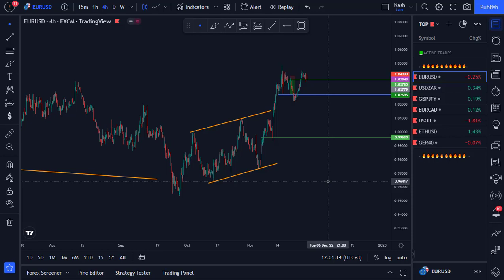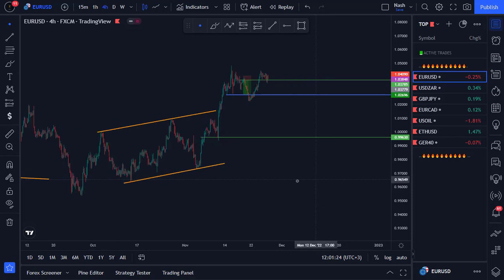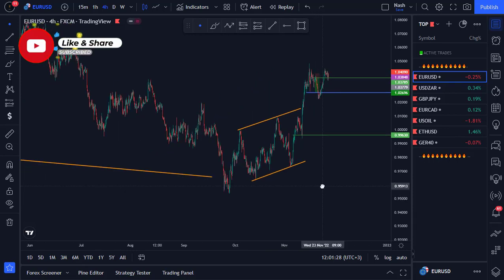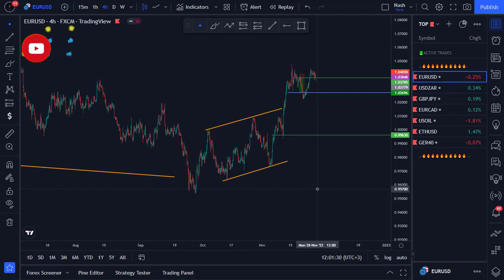Today we are going to go through the pairs that we looked at at the start of the week, on Monday. We see how they went and how I went about taking the trades, and some of them did not play out as expected. So let's start with the first one, which is Euro USD. If you didn't see the last analysis, just go to the previous video that I posted. We did analyze all of these pairs.